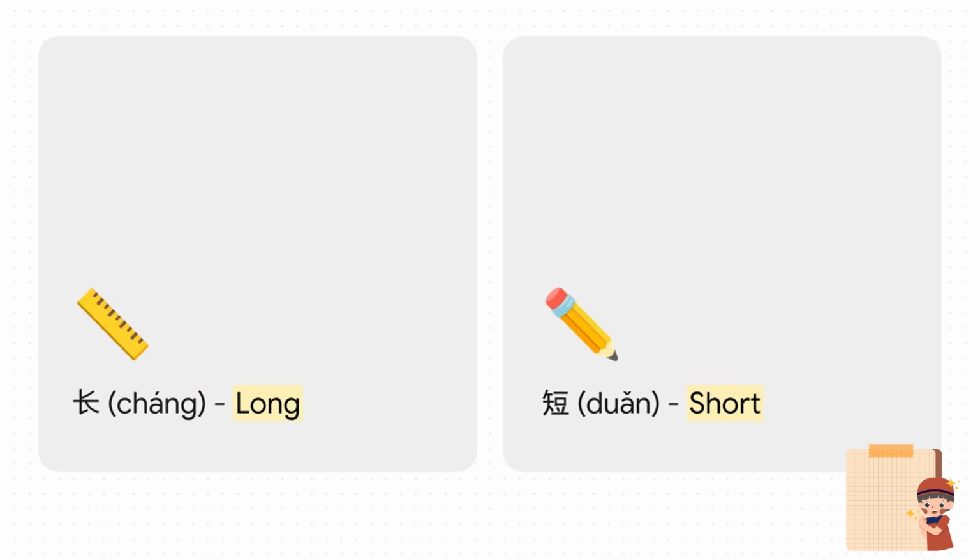Next up is length. So a ruler is chang, which means long. And a little pencil stub, that's duan, or short. You see the rhythm we're getting into here? Learn one, and you practically get its opposite for free.